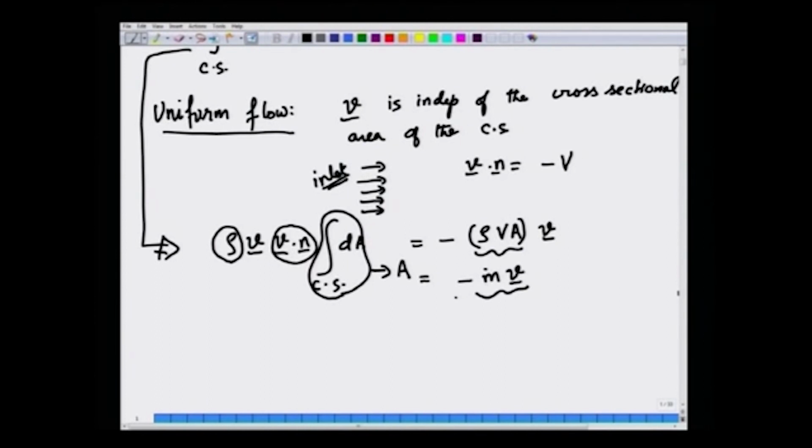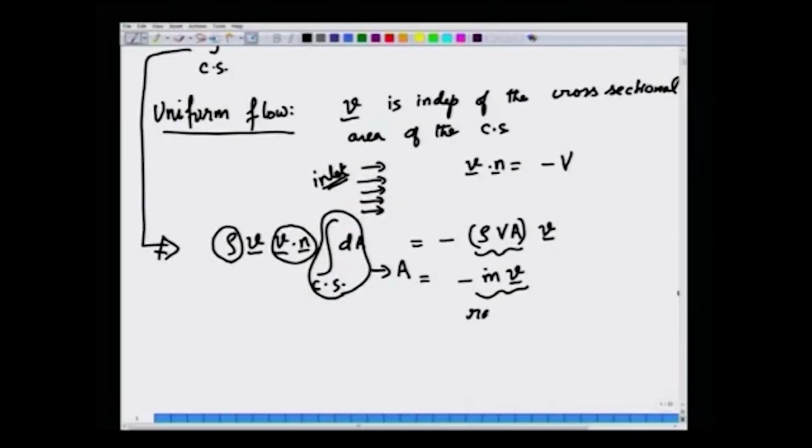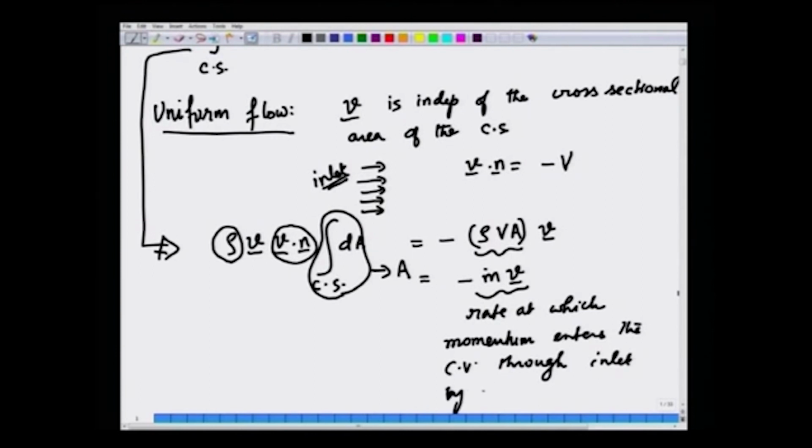So, mass times velocity is momentum. The mass flow rate times the velocity, that is the rate of mass entry times the velocity vector, is the rate at which momentum enters the CV through the inlet by virtue of flow.